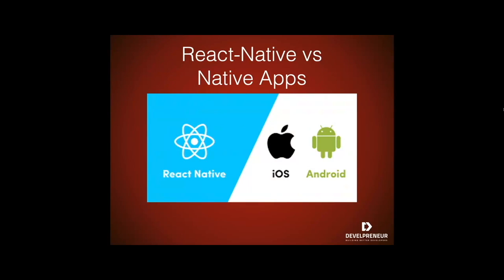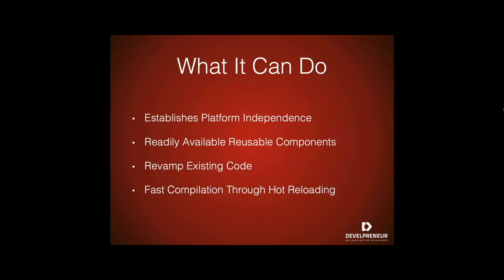So first, we're going to look at what you can and cannot do, or really what you should use React Native for versus native applications. So first, let's talk about what React Native can do. Well, it can establish a platform independence. React Native was initially developed by Facebook to sustain iOS. However, it now supports all the methods specific to the Android operating system. So it's just like bundling a native app with a single codebase that works on both iOS and Android platforms.